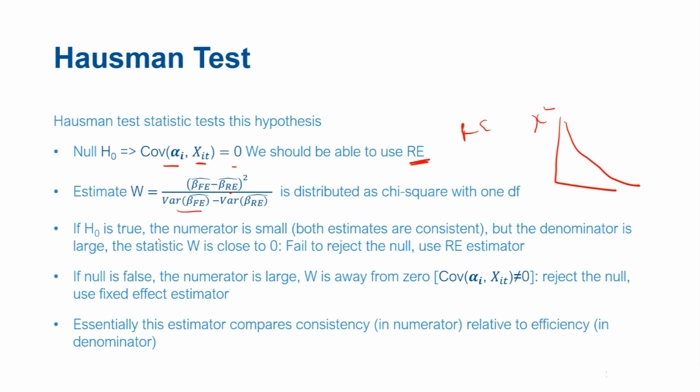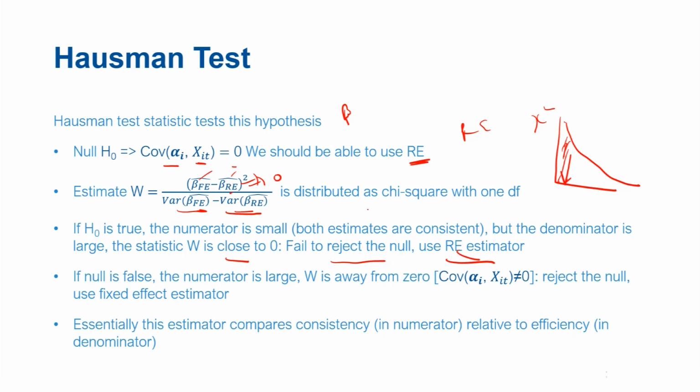If the null hypothesis is true, that is, both the estimates are consistent, and therefore both beta FE and beta RE converge to the true population parameter beta, then the numerator is approaching 0, while the denominator, because we already know that this number is lower than the variance of beta FE because random effects are more efficient, this statistic approaches 0, and therefore we fail to reject the null. That is, we are somewhere here closer to 0, and we choose the random effect estimator. We conclude that both the models are consistent and we choose the random effect.